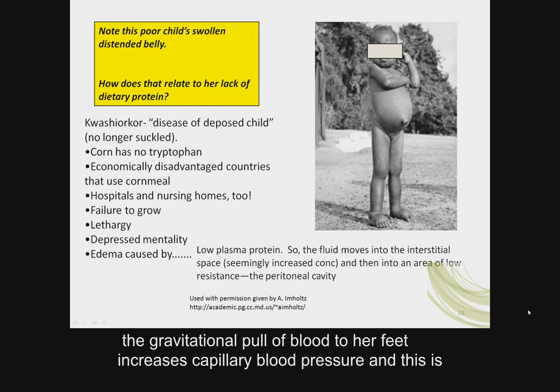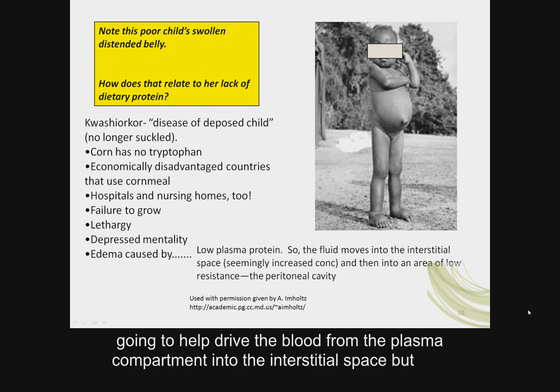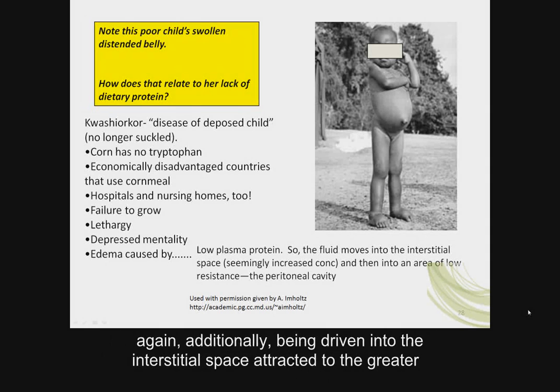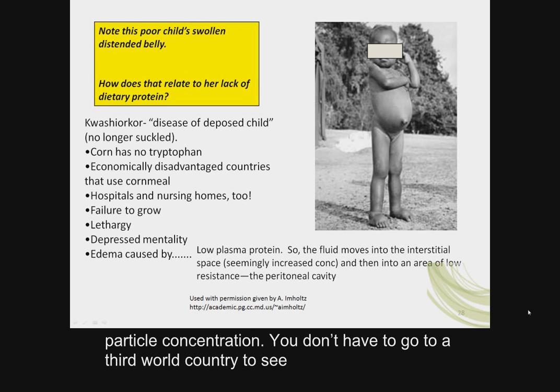If you look at her feet, you can also see that the gravitational pull of her blood to her feet increases capillary blood pressure, and this is going to help drive the blood from the plasma compartment into the interstitial space. But also, because her plasma has reduced albumin, that means that her plasma water content is, additionally, being driven into the interstitial space, attracted to the greater particle concentration.